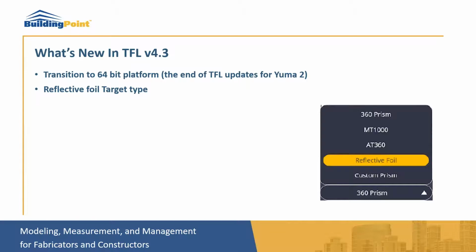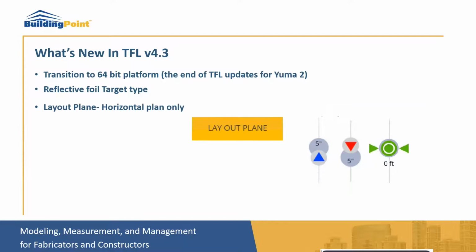So the reflective target type will turn that laser off, and will also turn the auto lock off on the instrument, allowing you to do an accurate aiming of your reflective foil. So I consider it a nice and good enhancement.